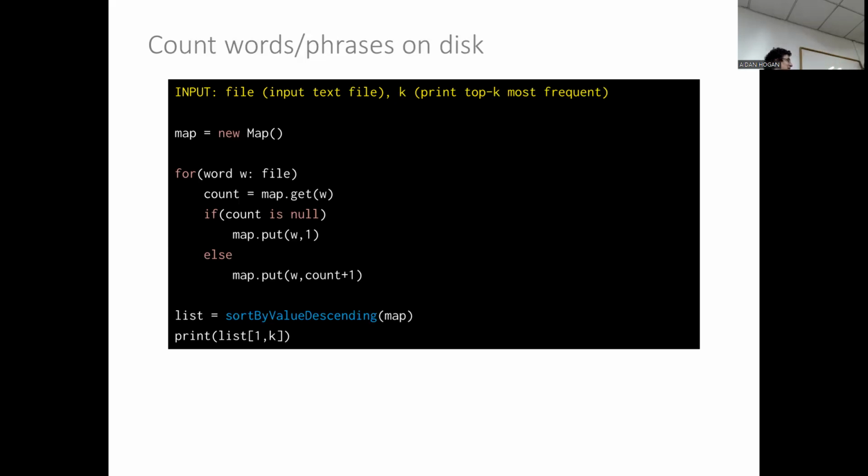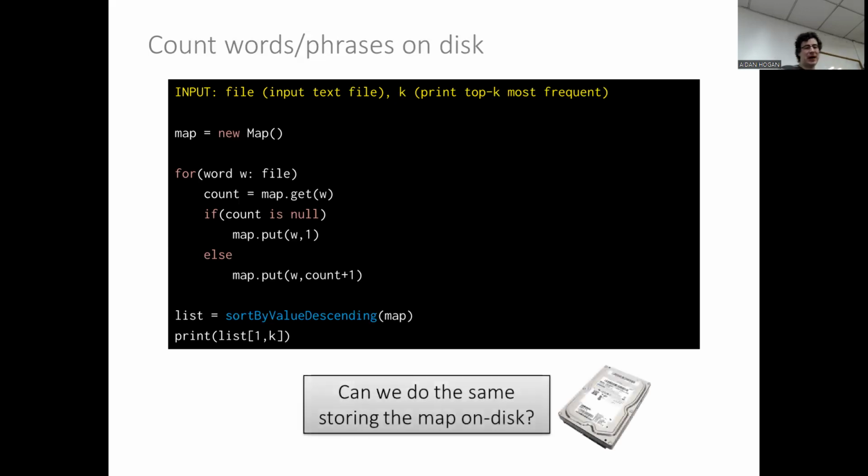Time. Why is time going to be bad? There's a certain thing we saw earlier with the data access. It's the latency of the hard disk, right? So can we do the same, storing the map on disk? Yes, but we're gonna have to wait a very long time.